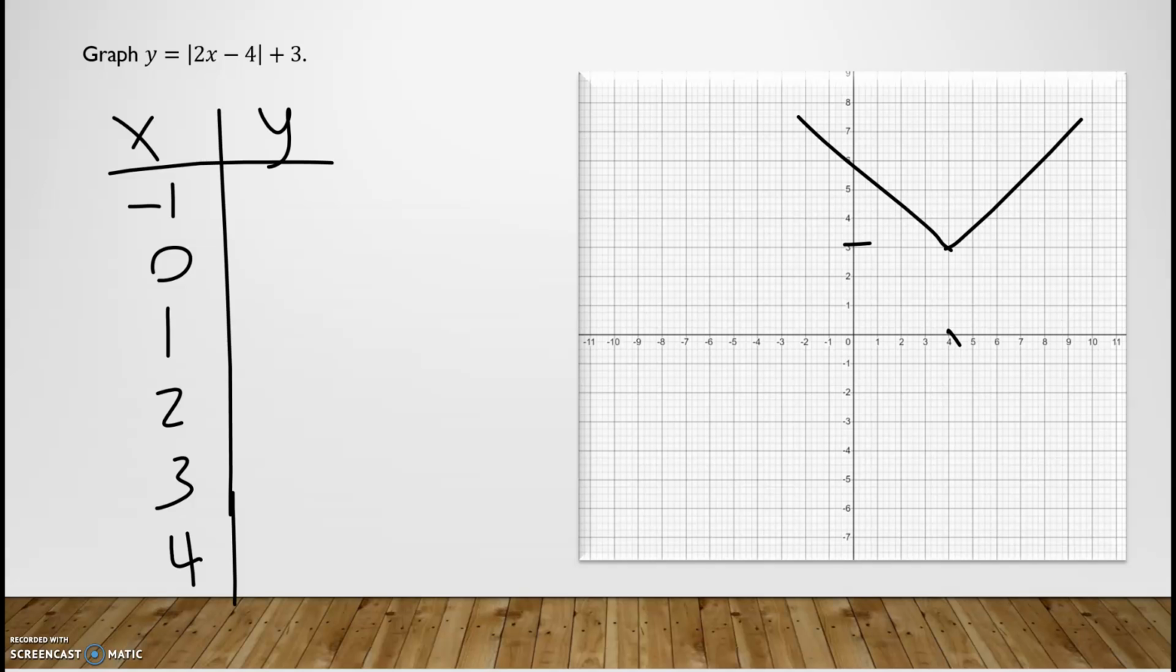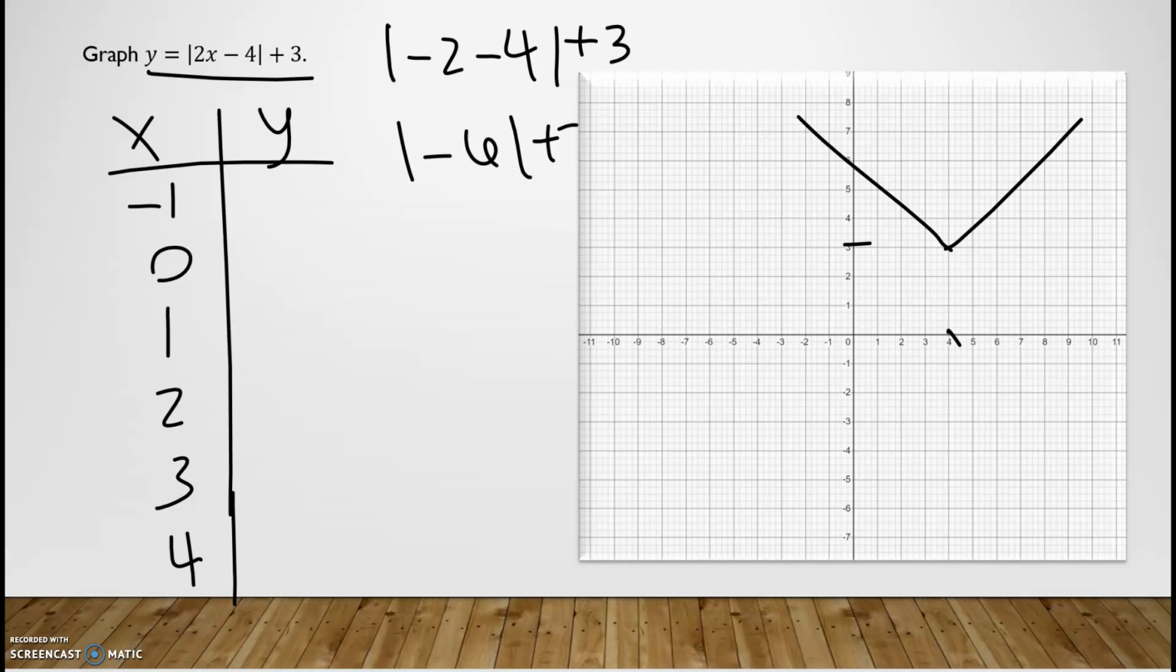Okay, so I plug in -1 into this equation right here. So we'll have absolute value of -2 minus 4 plus 3, because a negative 1 times 2 is negative 2. That would be a negative 6, plus 3, so that would be 6 plus 3, so that would be 9. Okay, so then we would have 0 times 2, which would be 0. So that would be the absolute value of -4, which is 4. So that would be 7.